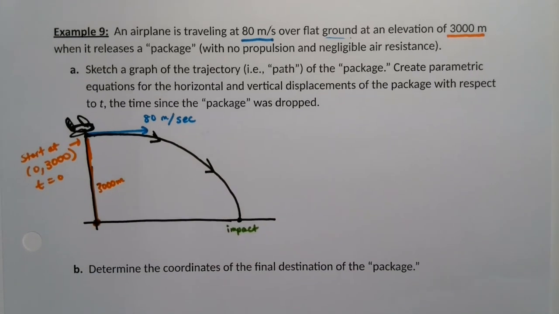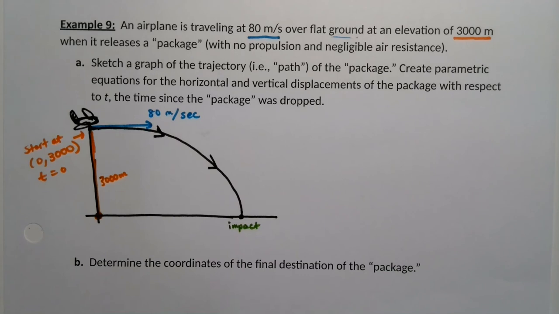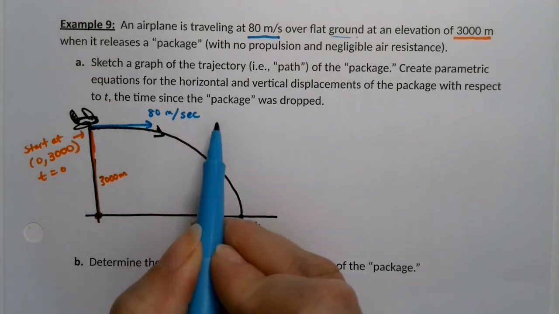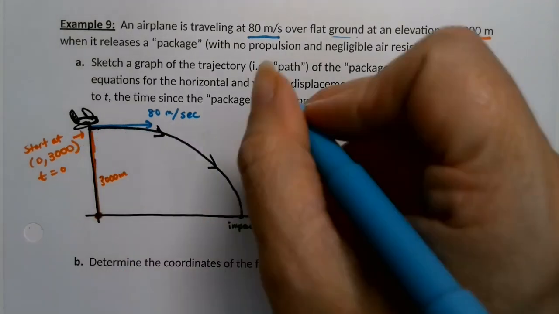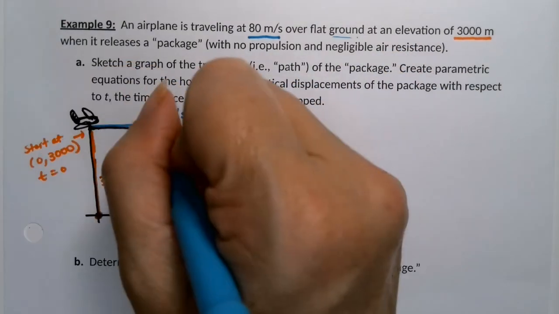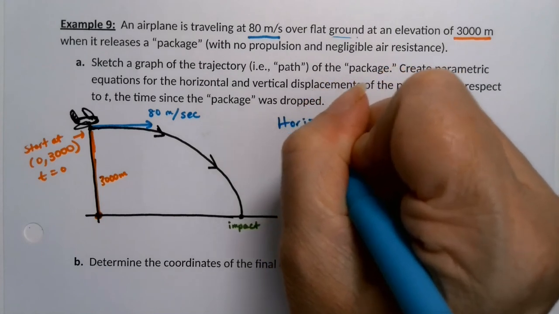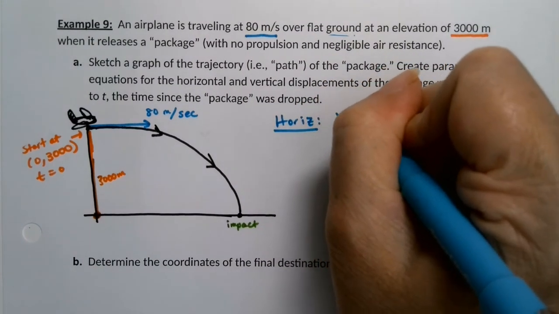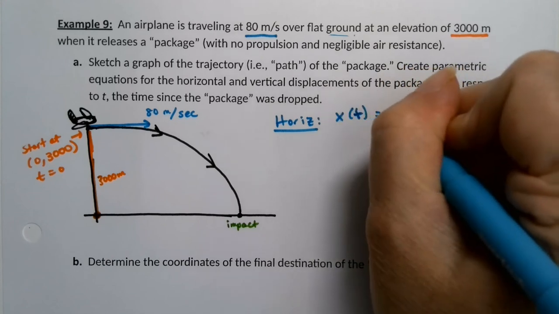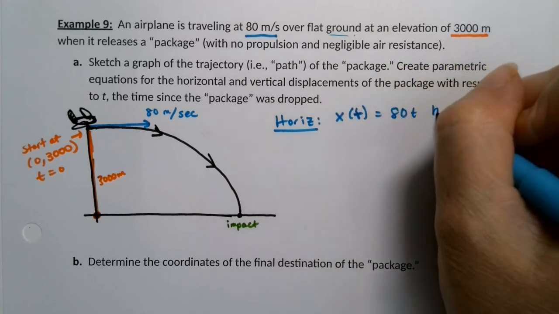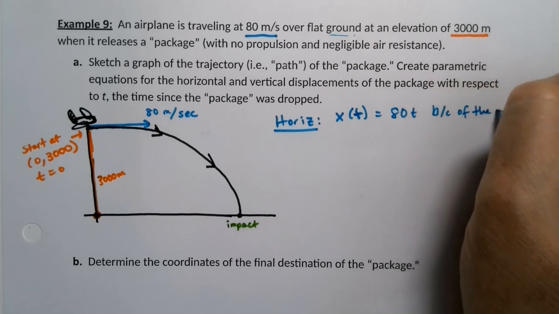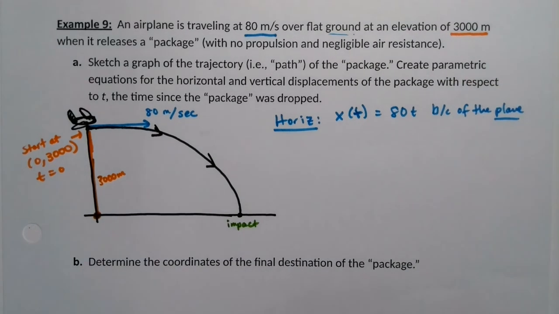All right, so let's see here. Horizontal is pretty easy because horizontal is just 80t. Right? 80 times t. That's it. It's because of the plane. So what's happening is that the package has 80t. That's the x component of the package. And it's because of the plane. Right? That plane gives it to us. All right. So now, what about the vertical?